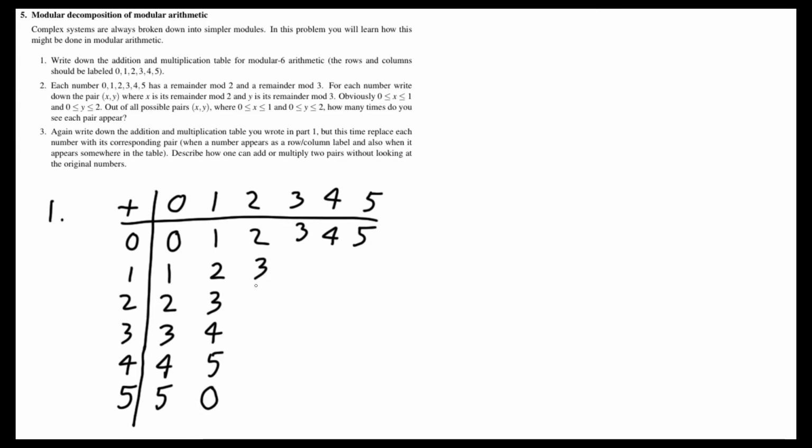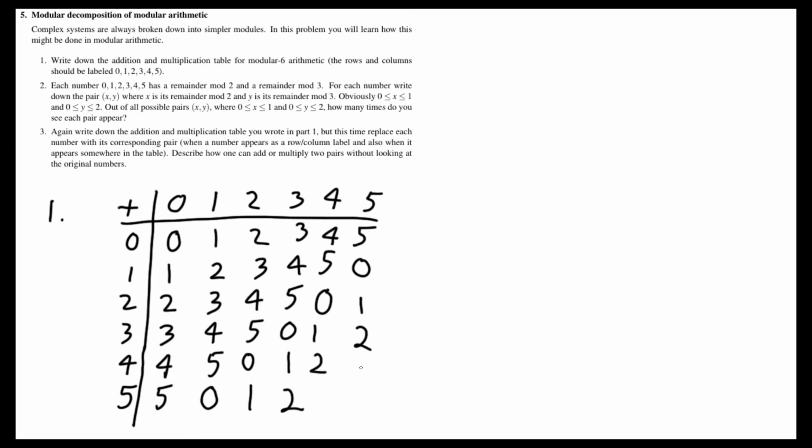At this point you might notice that we have these diagonals that are all the same number, and so we can just fill those in. The multiplication table is a little more interesting.